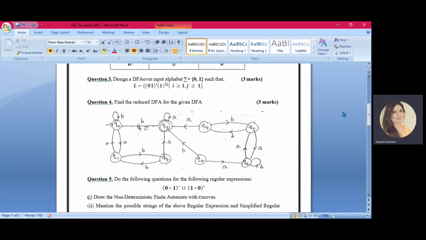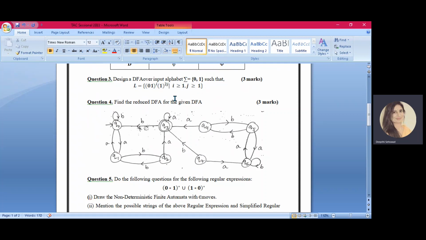Next, the third question is to design a DFA over input alphabet 0 and 1 where the given language is this. How you need to solve it is, first of all, you are given that I and J are greater than or equal to 1. So initially you can take I equal to 1 and J equal to 1, and accordingly you can form one string. Then you can change the values of I and J: I can be 2 and J can be 1, then I can be 1 and J can be 2, and similarly I can be 2 and J can be 2. In this way, you will form different strings of different length.